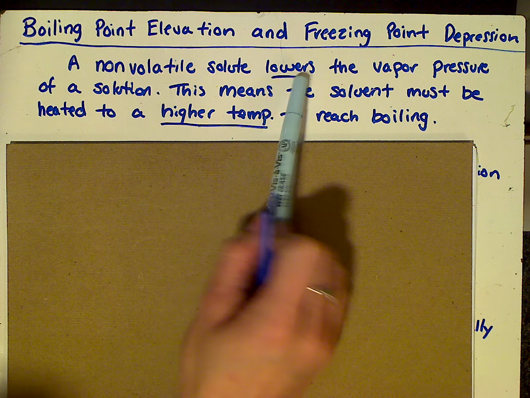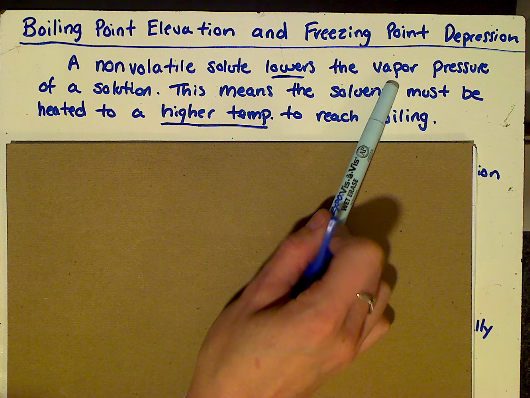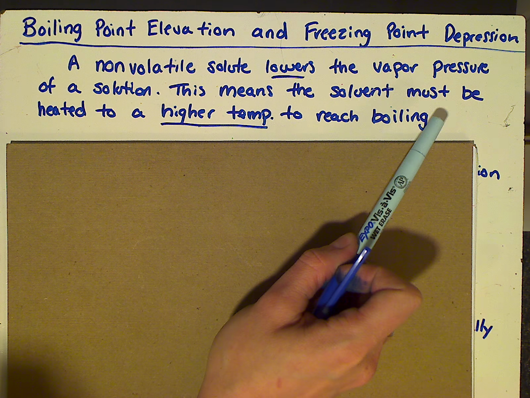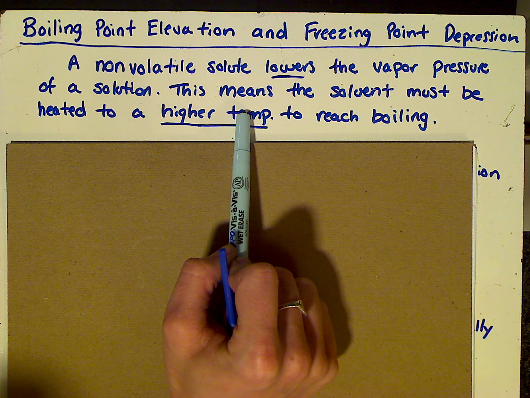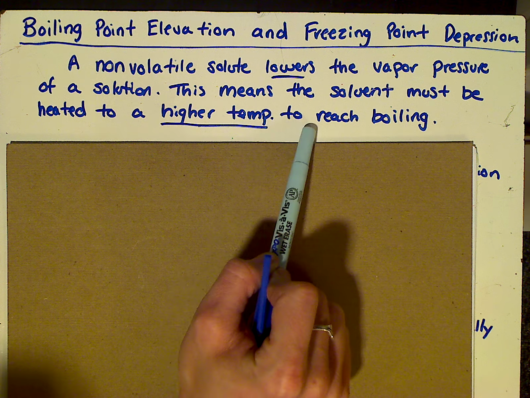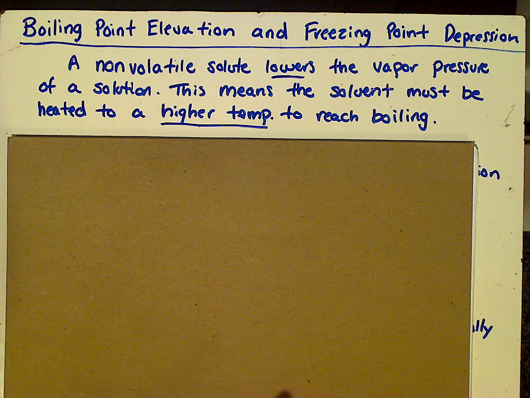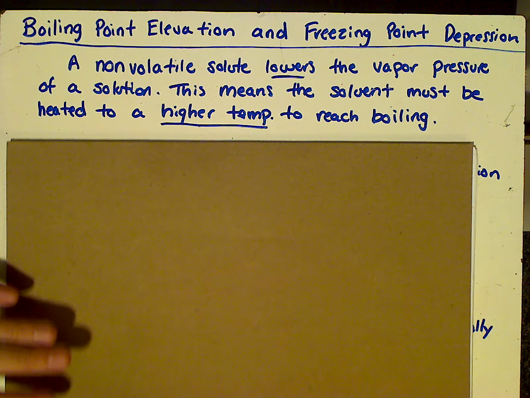So adding a solute lowers vapor pressure. Vapor pressure must equal atmospheric pressure to come to boiling. So because vapor pressure is lowered, the temperature of boiling will be increased. Okay, so there's a formula, as always in chemistry, that will describe this.